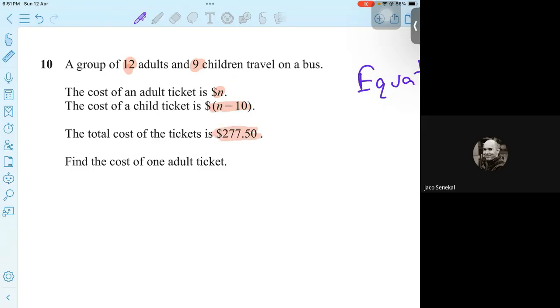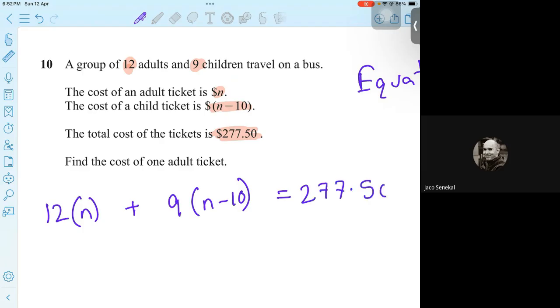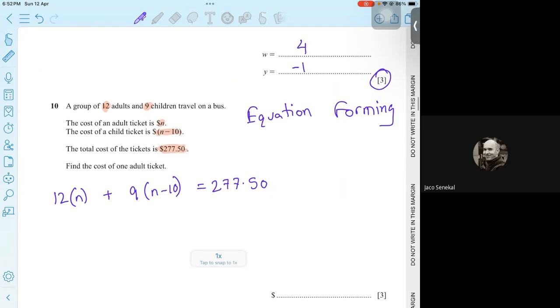So the way we write this is 12 adults paid $N plus 9 children paid N minus $10. And in total, their sum of tickets was 277.50. Are you all okay with this? This is where we have M1, I believe. Okay. So this M1 should be just for writing this step.